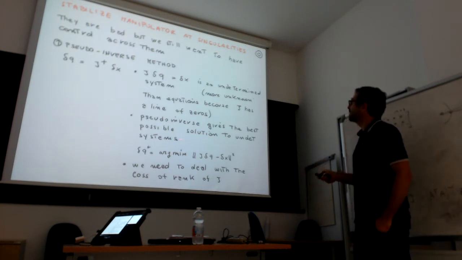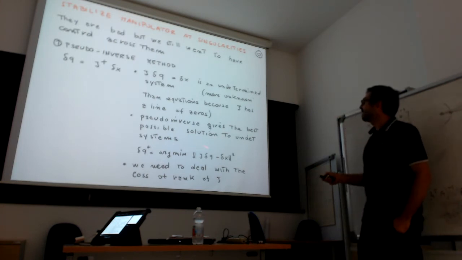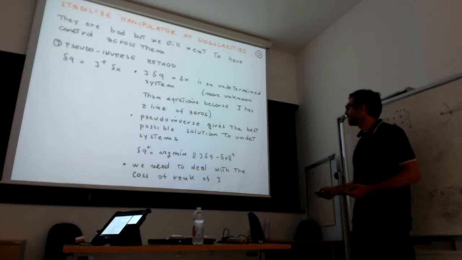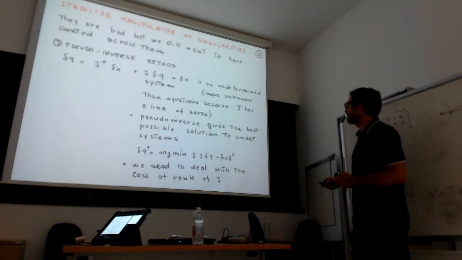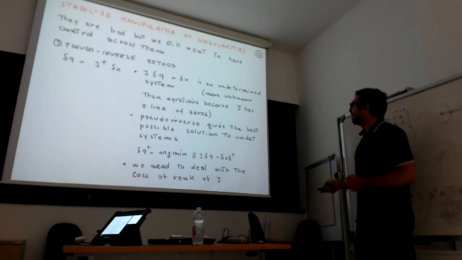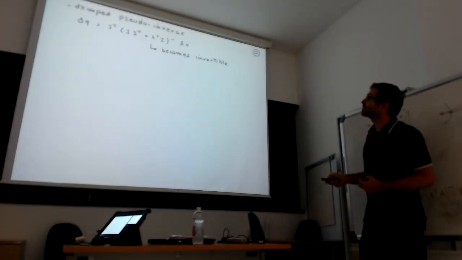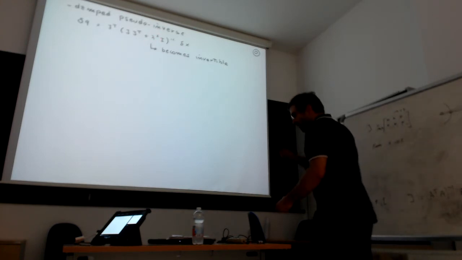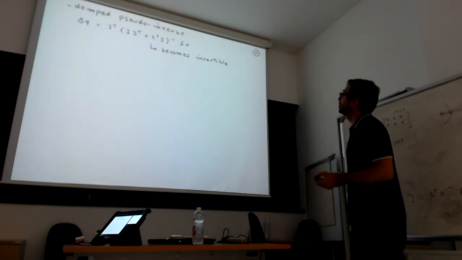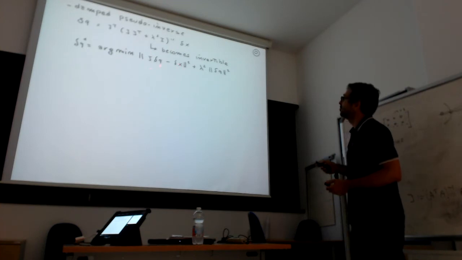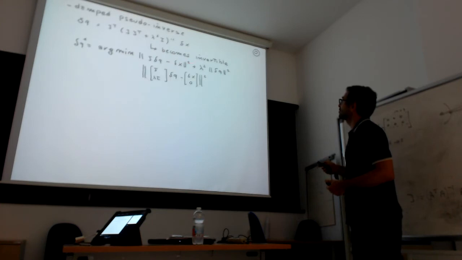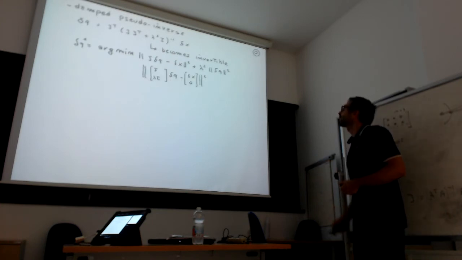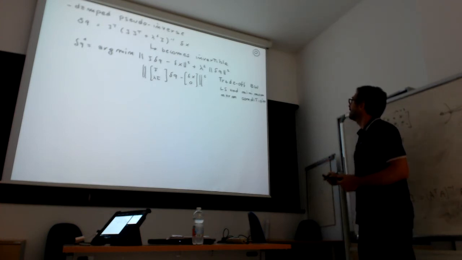And then the pseudo-inverse gives the best possible solution to this underdetermined system, which is the minimum norm solution. So among all the solutions, it is the one that minimizes the norm of this quantity. If you use another weighting matrix, there will be a weighting matrix in the middle here. But the way to deal with the loss of rank of J with the pseudo-inverse is to add a damping factor term that makes this matrix, the small one, remember, invertible. This is equivalent to having a solution that minimizes this cost, which can be written this way. So it's a regularization on the joints, and this is a trade-off between the least squares solution and the minimum norm condition.